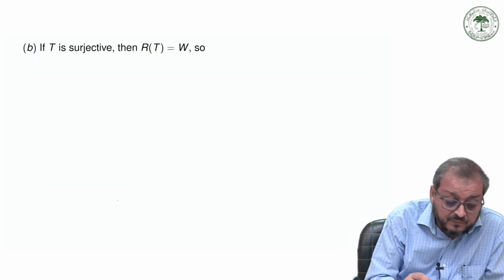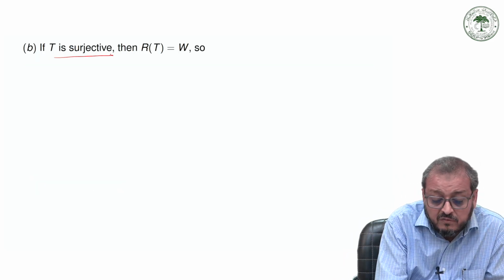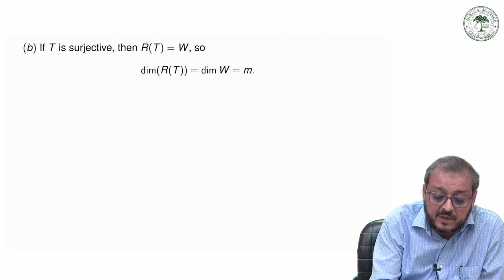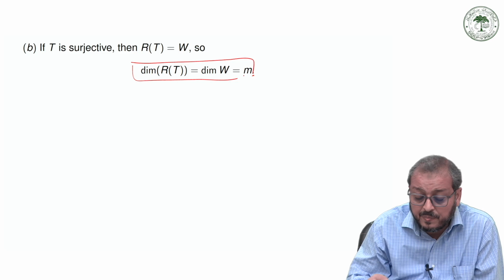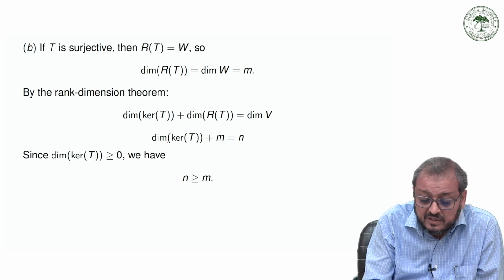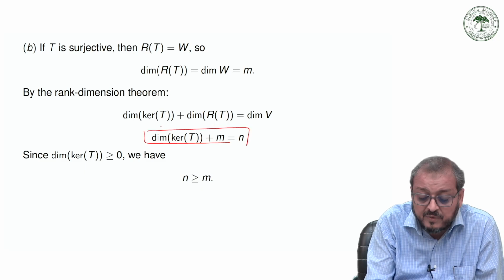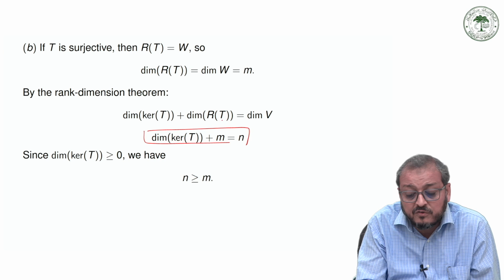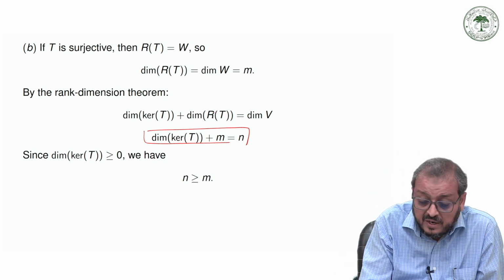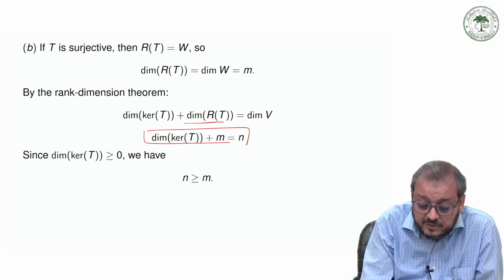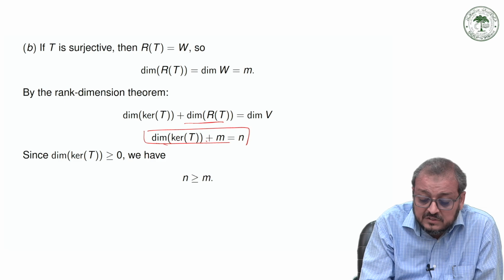Now for the other part: if T is surjective, T is onto, then R(T) is equal to W. So if T is onto, the dimension of R(T) is the same as the dimension of W, which is m. By the Rank-Nullity theorem, the dimension of the kernel of T plus the dimension of R(T) is equal to the dimension of V. So the dimension of R(T) is m, and the dimension of the kernel plus m is equal to n.